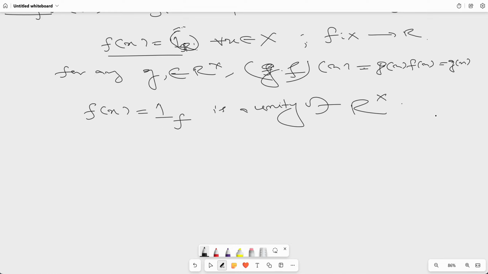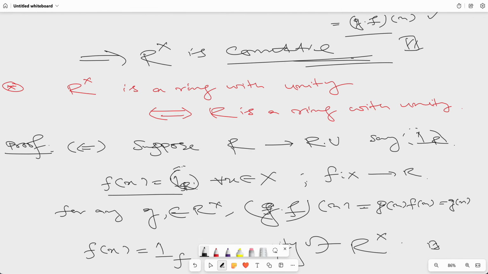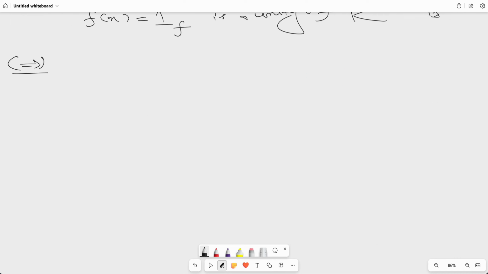So the first part is done. Now we do the reverse part. How do you proceed for that? The reverse part is done, the forward part is left out. So you have to show: suppose R^X is a ring with unity, then R is a ring with unity. R^X means a ring with unity, right?